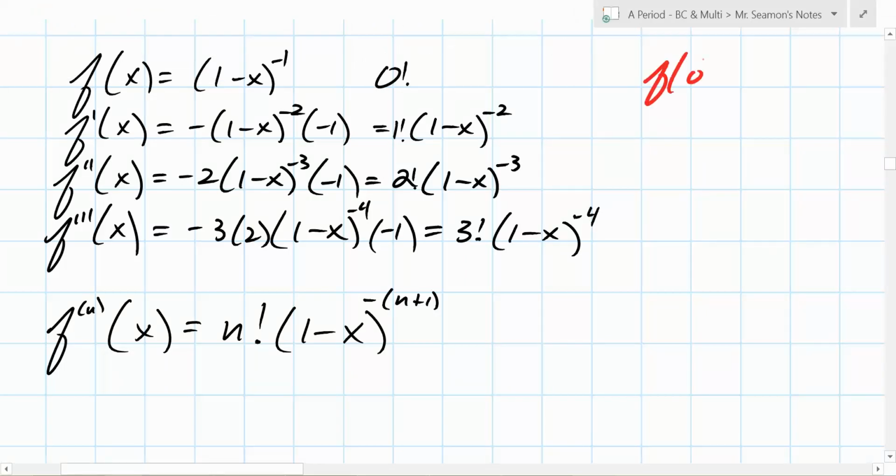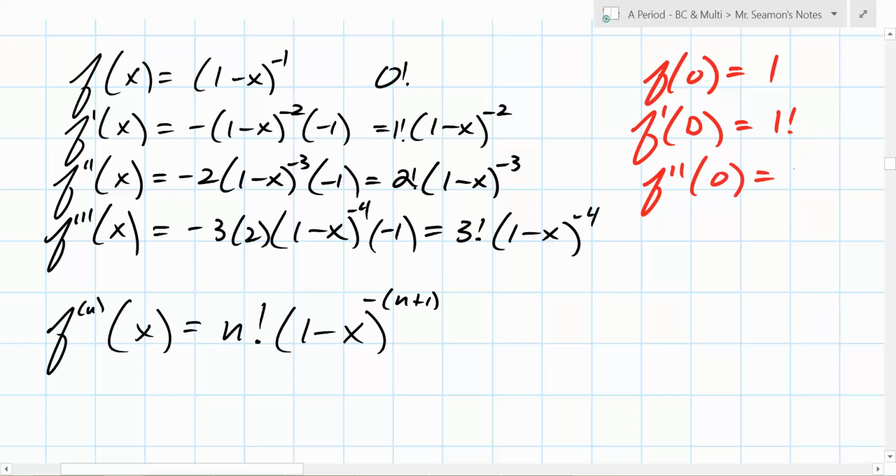f of 0 is going to be 1. What's f prime of 0 going to be? Why am I plugging in 1? I don't know. We're going to do that later. What is it? 1. What's f double prime of 0 going to be? 2 factorial. What's f triple prime going to be?